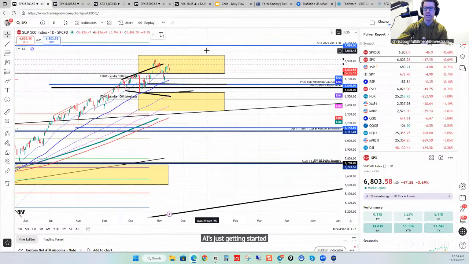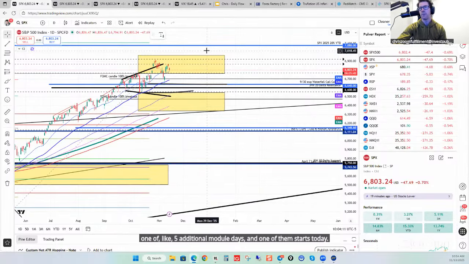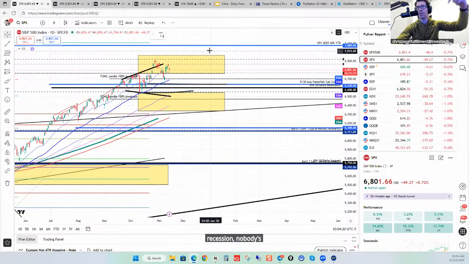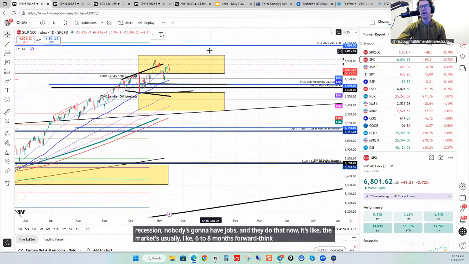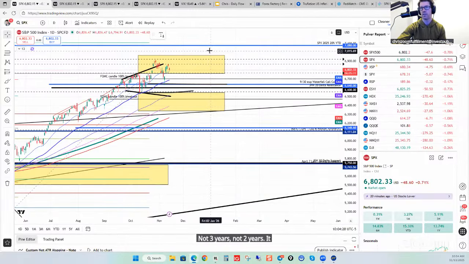I'm literally attending a 3-day boot camp. I did it last week to kind of preview. I'm doing one of 5 additional module days, and one of them starts today. It's so new right now that it'd be crazy for the market to price in recession, like nobody's gonna have jobs. The market's usually 6 to 8 months forward thinking, not 5 years, not 3 years, not 2 years. It's 6 to 8 months forward thinking.